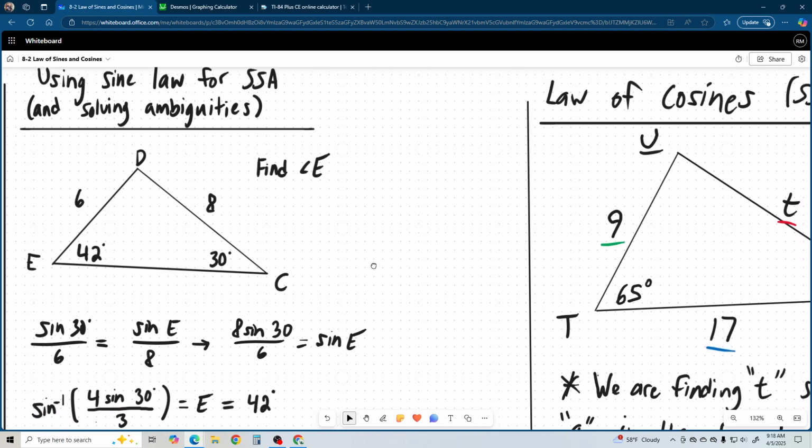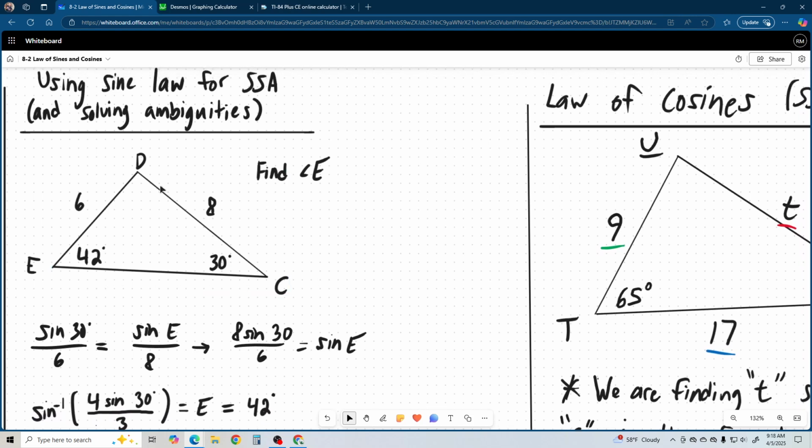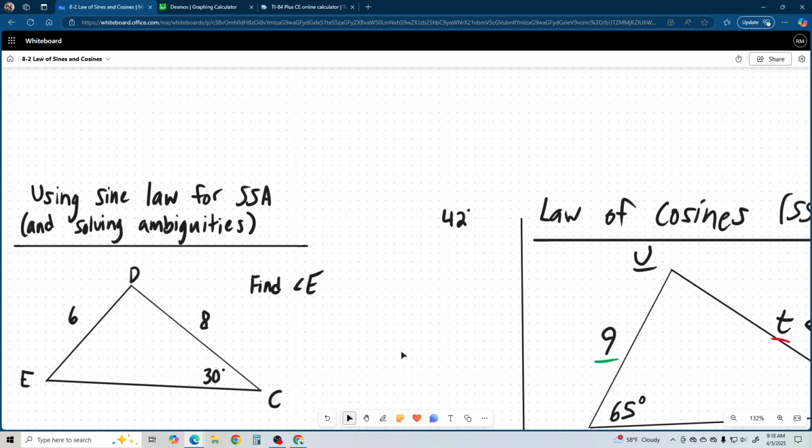Okay. So we have triangle CDE here, and we don't actually know this piece yet technically. We're trying to find it, so just pretend like you didn't see that. All right, so we're trying to find angle E, right? We know that we have an angle of 30. We know that we have a side opposite that of 6. And then the side opposite angle E is 8, and we're trying to solve for E. So go ahead, if you want, and pause the video now. I'll scroll up so as not to give you the answer. See if you can solve it and get 42 degrees. You should get 42 degrees, okay?